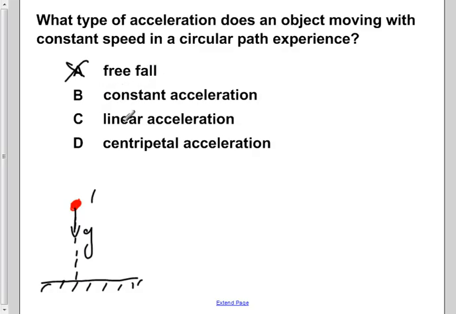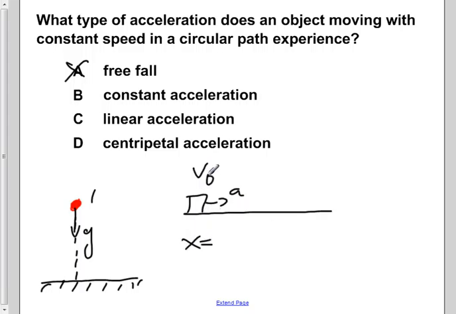B states that we have a constant acceleration. Well, don't get tricked by this. Technically, our acceleration is constant, but it's not the correct type that we're looking for. The constant acceleration fits for a whole large range of problems. So, for example, we have some object moving to the right with a constant acceleration. We know what path it's going to follow.